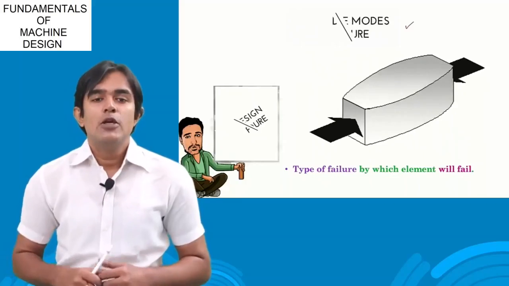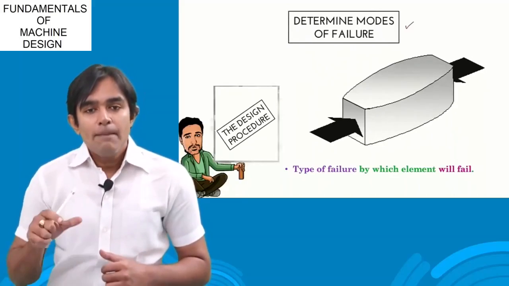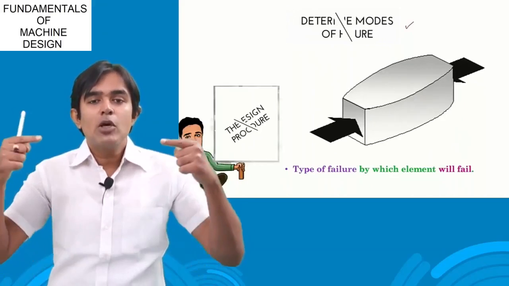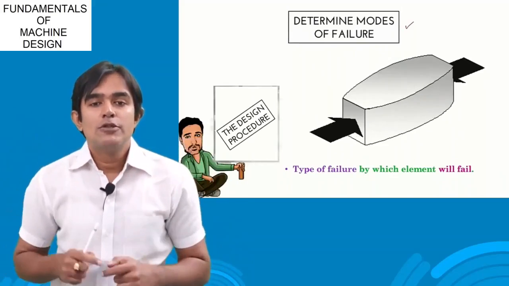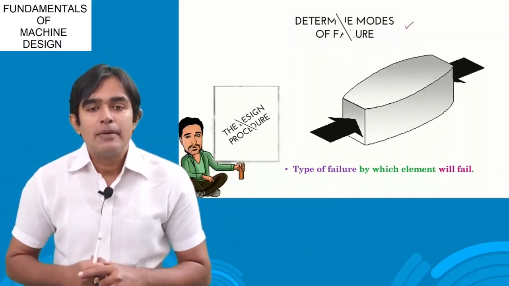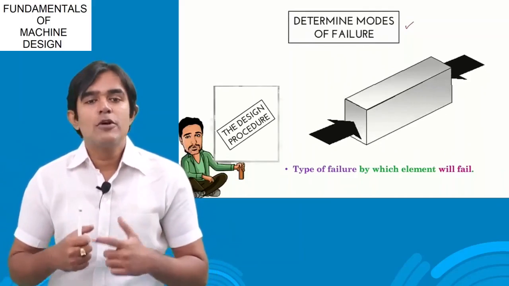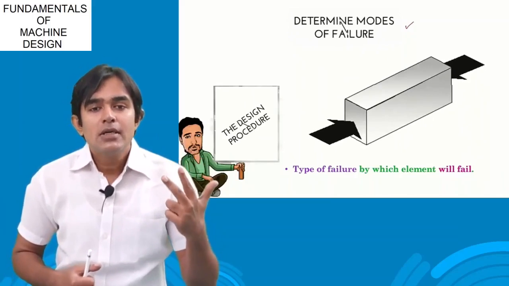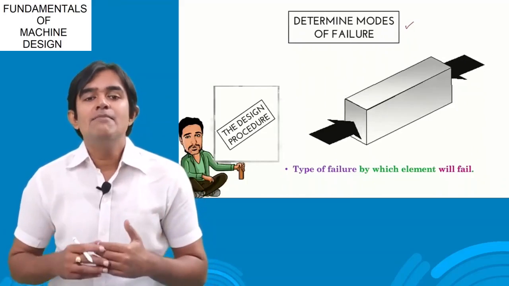Modes of failure. You can see in the diagram, the rectangular machine part is failing because of the compression force. So here I can say that the mode of failure is compression. There are several other modes of failure like tension, compression, shear. So a part can fail in any manner.